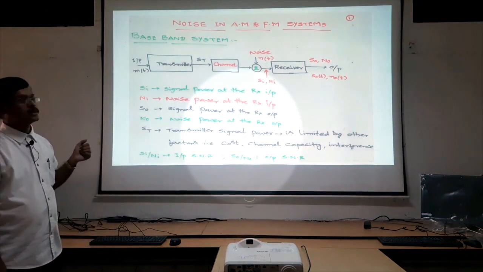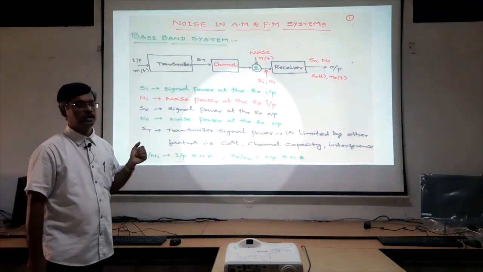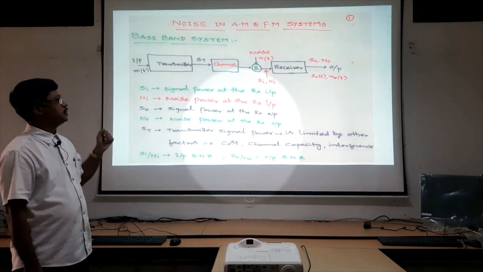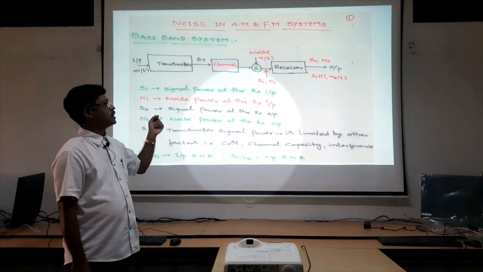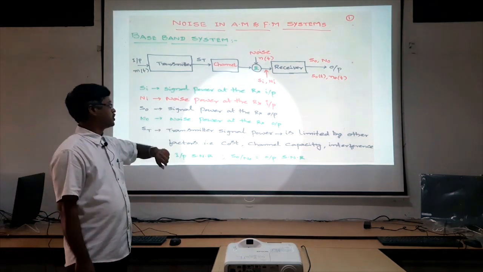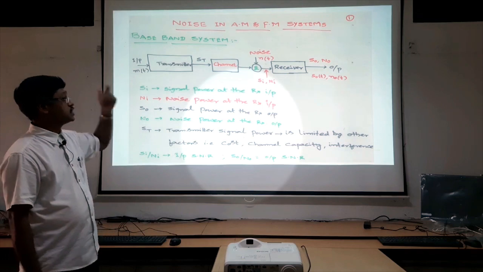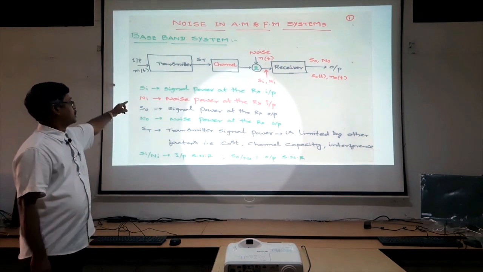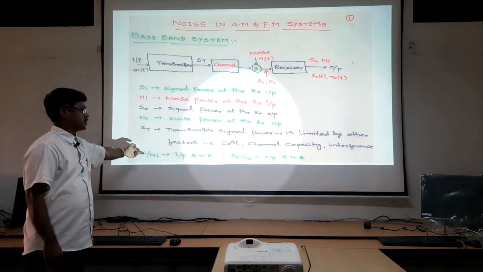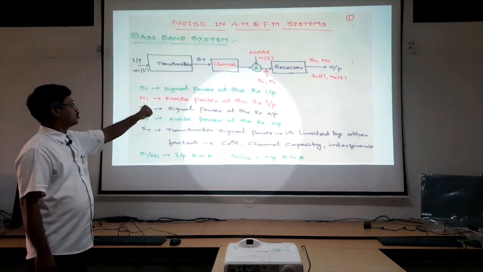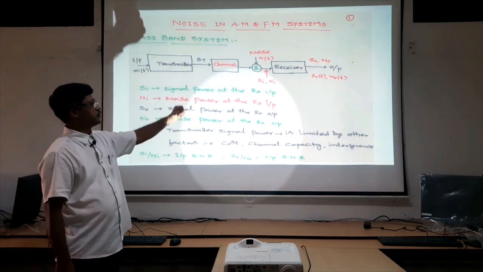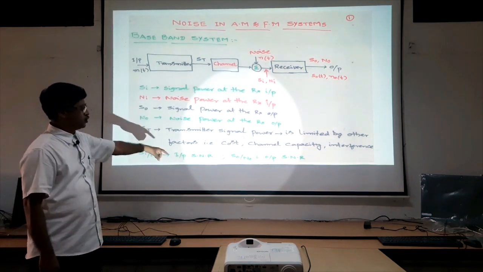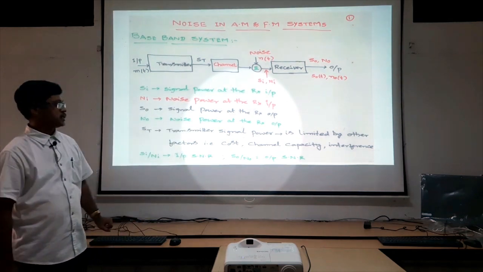So let us focus on the signal to noise ratio calculation for baseband systems. To determine the signal to noise ratio, we need the input signal and input noise, as well as the output signal and output noise. From the input signal and noise contents, we can determine the input signal power as well as input noise power. From these we can find the input signal to noise ratio, that is Si by Ni. Whereas from the output signal and noise components, So(t) and No(t), we can determine the output signal power and output noise power. Later, we shall find the output signal to noise ratio as So by No.